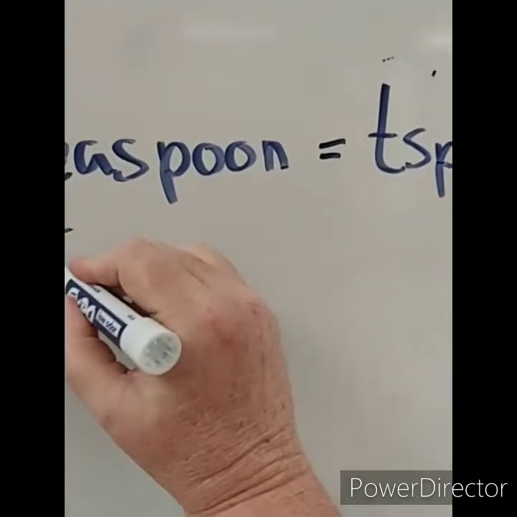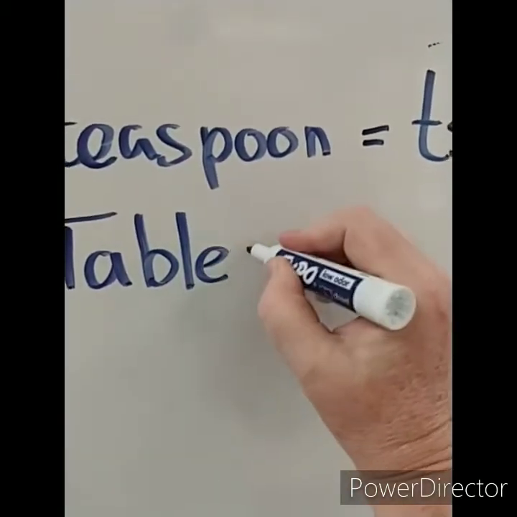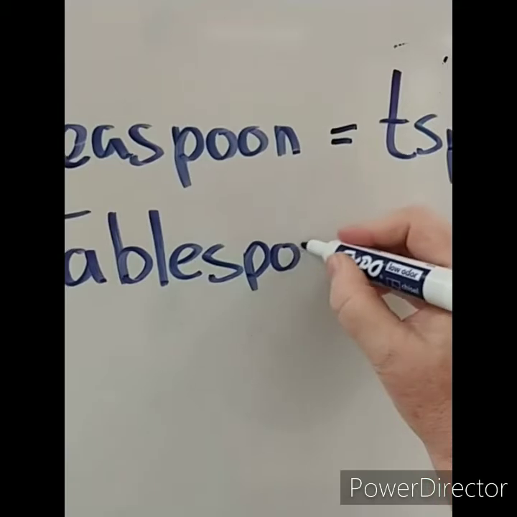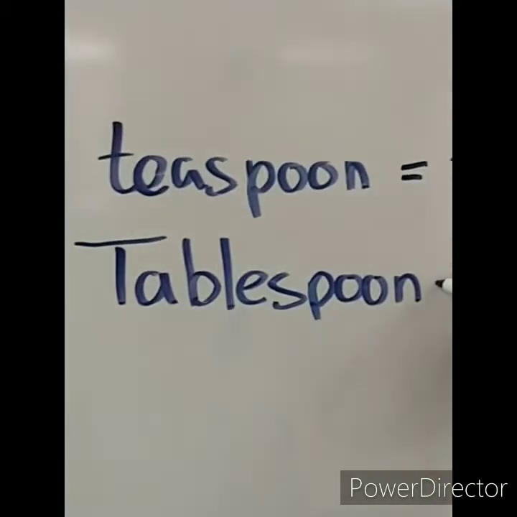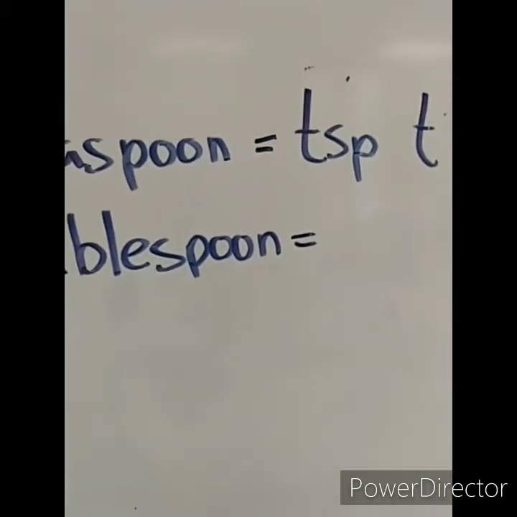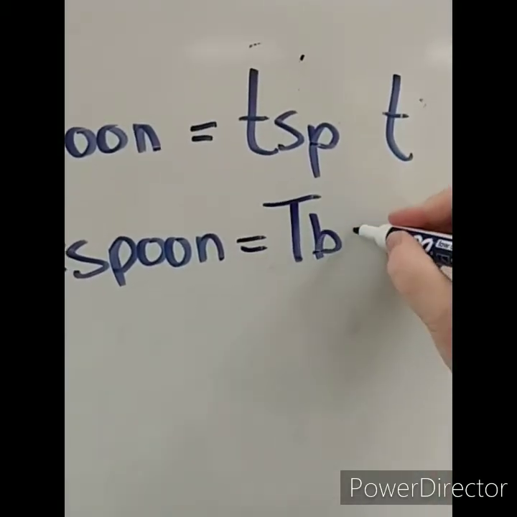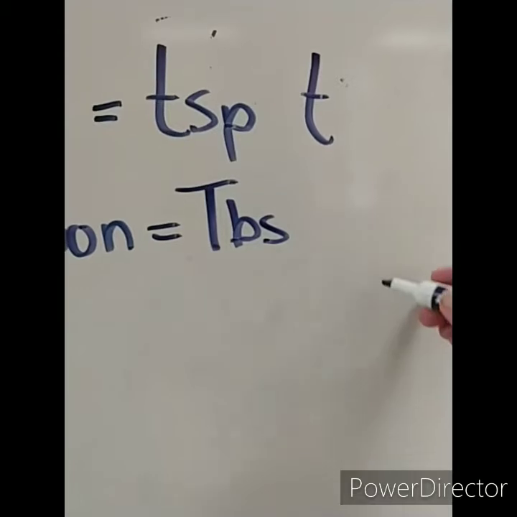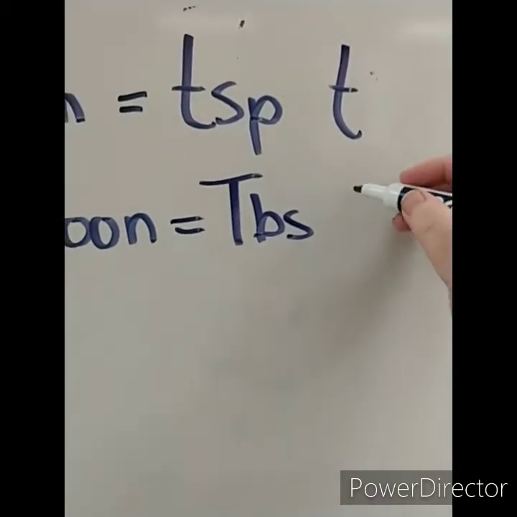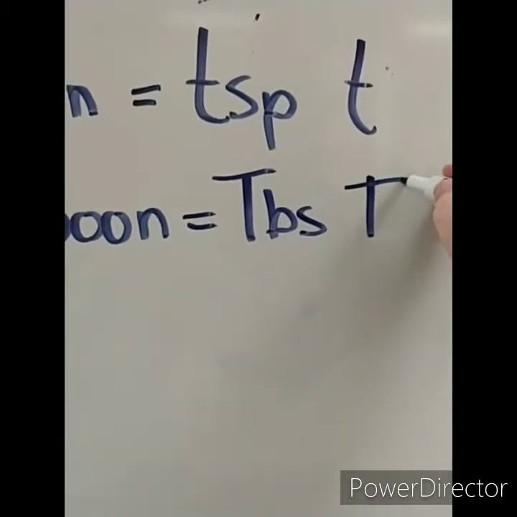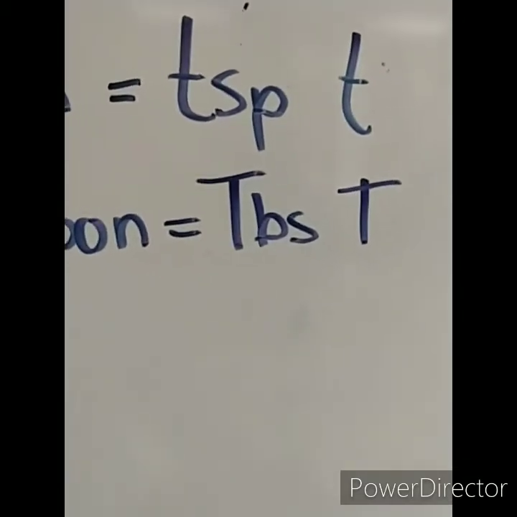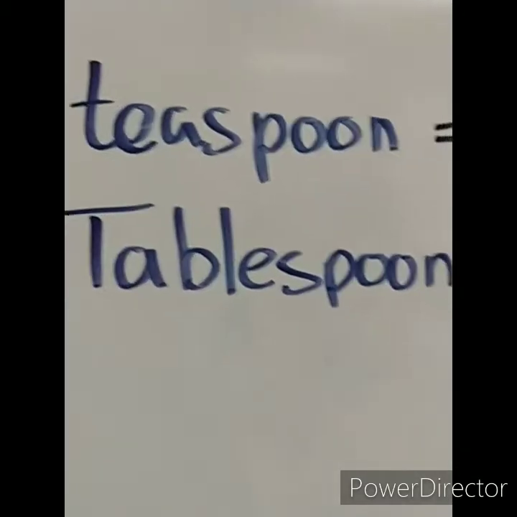Now, a tablespoon is made of 3 teaspoons. Notice when I wrote it just now, I wrote it with a capital T. This is the difference in your abbreviations. Tablespoons always start with a capital T, whereas teaspoons start with a lowercase t. Let me show you an example.